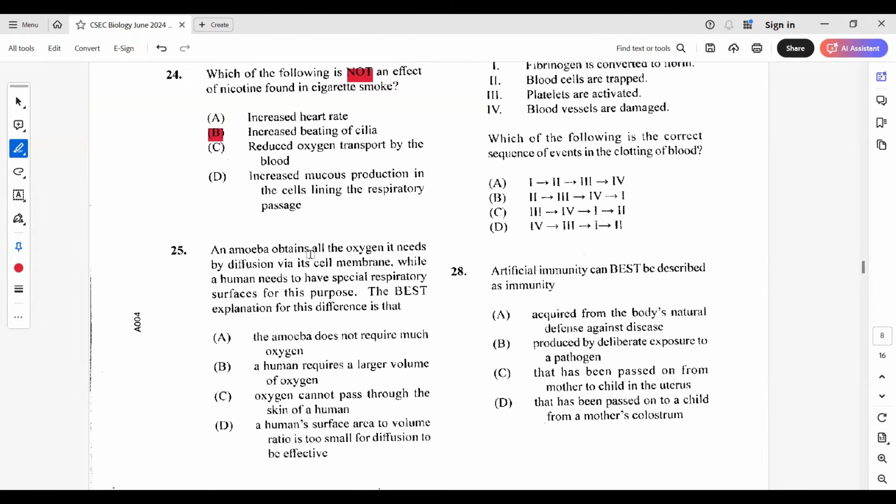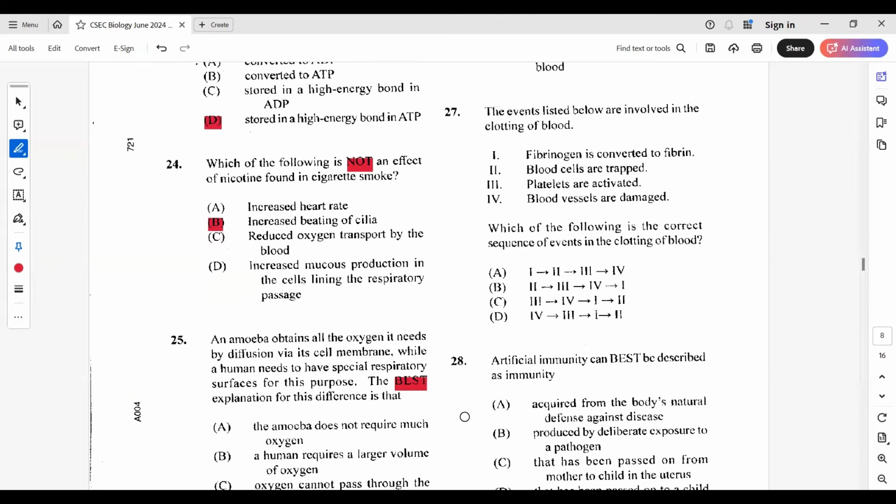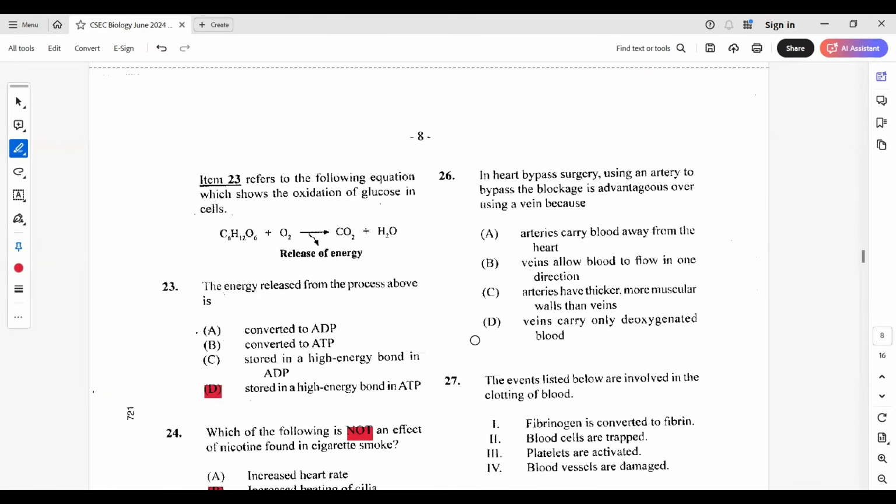An amoeba obtains all the oxygen it needs by diffusion through its cell membrane, while a human needs special respiratory surfaces for this purpose. The best explanation for this is the human surface area to volume ratio is too small for diffusion to be effective. That is so very true. If you waited for diffusion to get to all your cells, you would be waiting an extremely long time. So 25 is D. Moving on to 26.